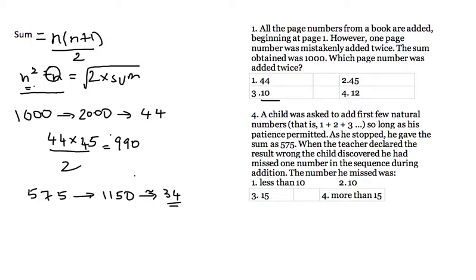Now, what is the summation 34? Summation 34 will be 34 into 35 divided by 2, which will give us 595. Now the sum that we got was 575. So the number that was missed is just going to be 20, right? Which is more than 15. So here the answer is 4.